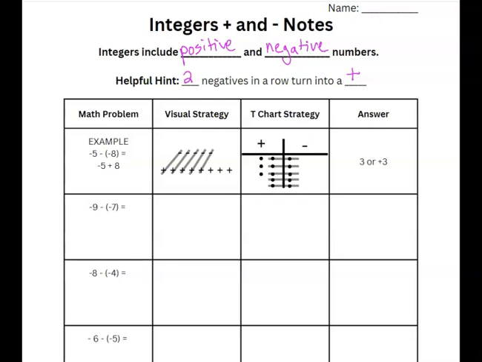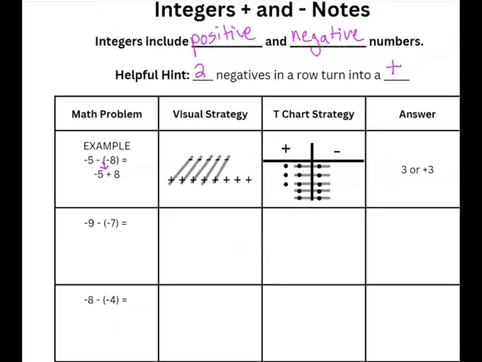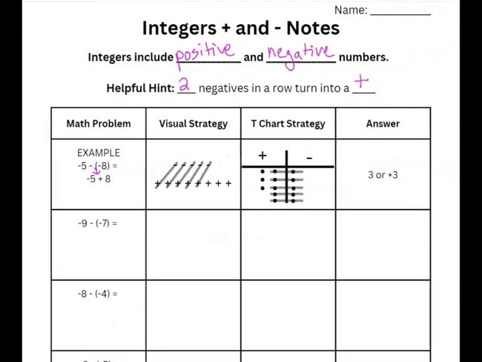It says -5 minus negative 8. So as you can see, it has two negative signs right in a row. When we have those two negative signs, that's what turns right into a positive right there to say negative 5 plus 8. Now that I have that problem, it becomes a lot easier to use the strategies we've already practiced.